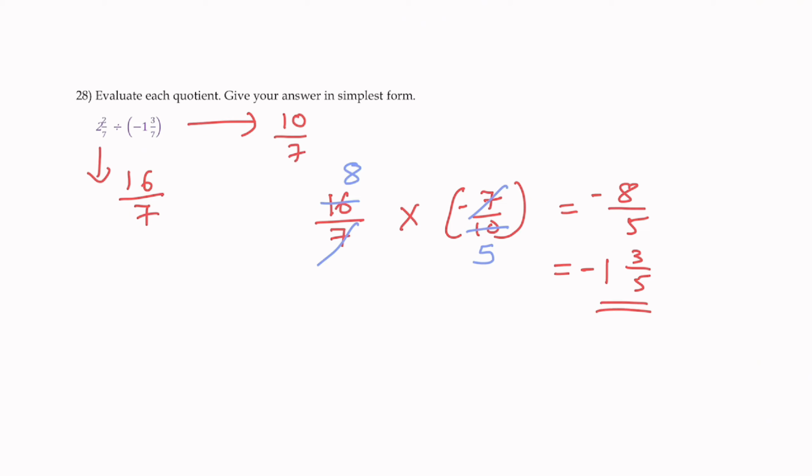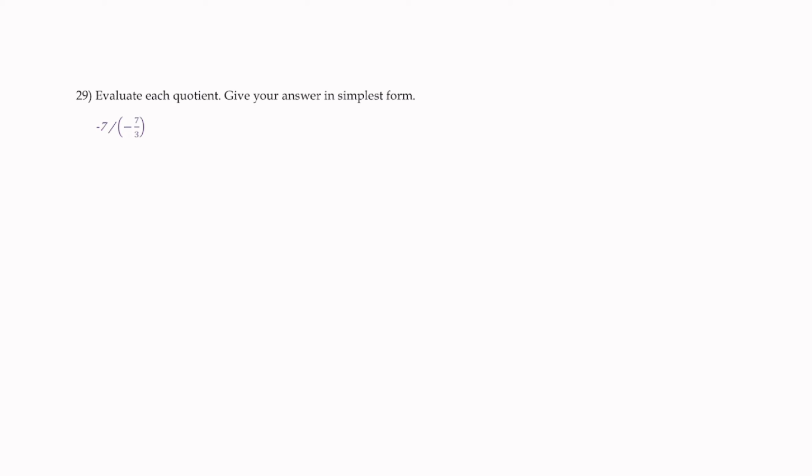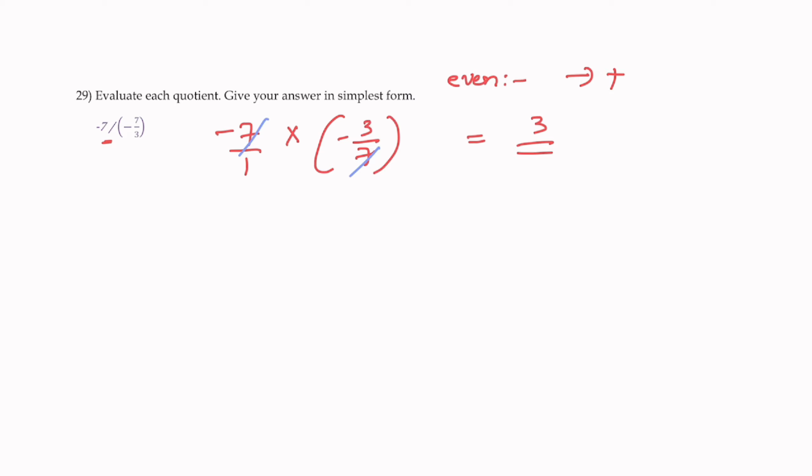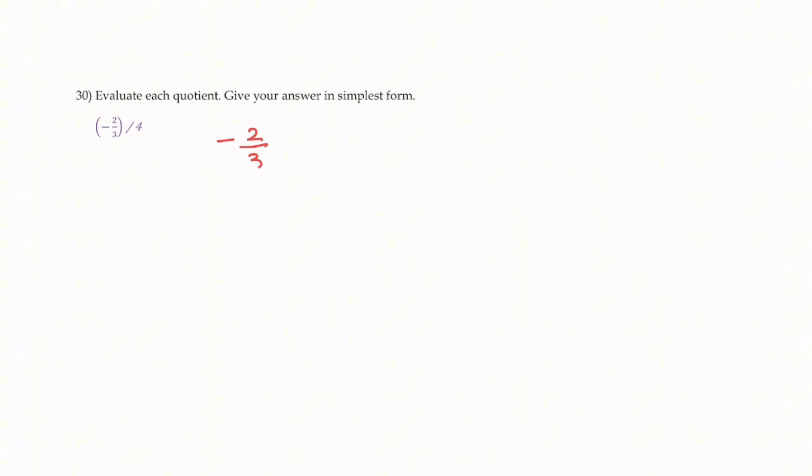So that's the answer. The next, minus 7 divided by, now this is again a division sign. So as we did previous questions, minus 7 times inverse the second fraction. And this, if you want, you can put 1 if that helps you, but not required. 7, 7 out, and that's 3 only. We have 2 negatives, even number of negatives gives answer as positive. Done.